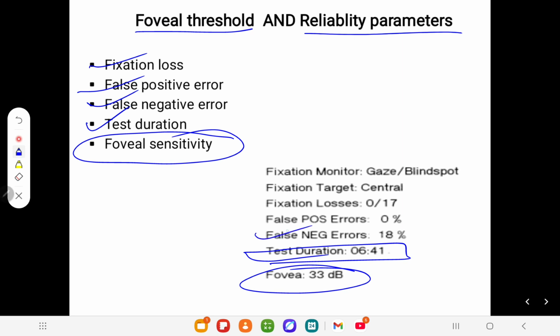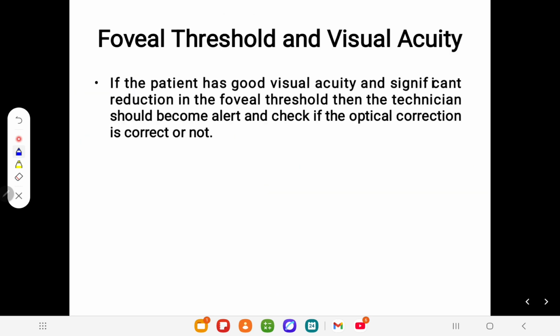It will show false negative error, false positive error, fixation loss, or definitely fixation target. Fixation loss depends upon the fixation target. What is fixation loss? It is the fixation monitor, gaze, or gaze is definitely, maximum time we use the blind spot. So let's move forward. So what is threshold, foveal threshold and foveal acuity?